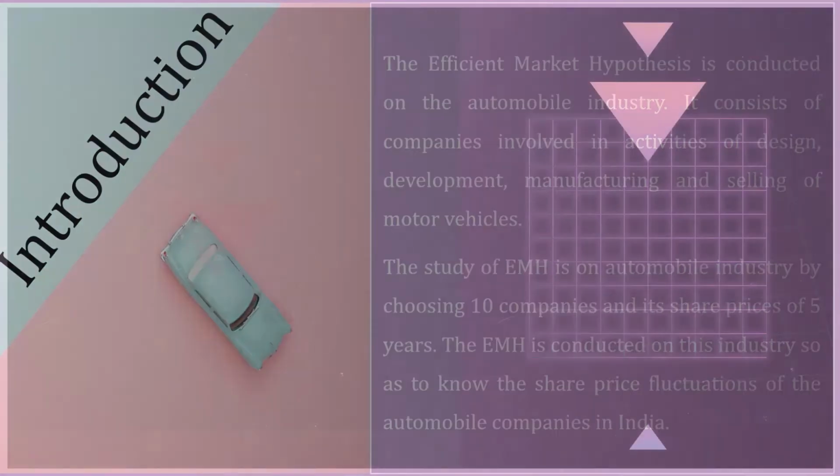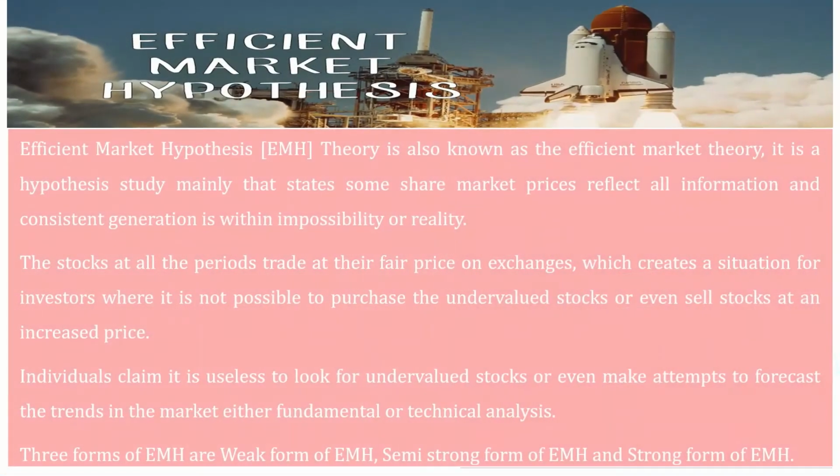Efficient market hypothesis, EMH theory. To start with, to know exactly the efficient market hypothesis, EMH theory. It is also known as the efficient market theory. It is a hypothesis mainly stating that share market prices reflect all information, and consistently generating excess returns is impossible. Based on the EMH, stocks at all times trade at their fair price on exchanges, which creates a situation for investors where it is not possible to purchase undervalued stocks or sell stocks at an increased price. It would be difficult to beat the overall market through skilled stock selection or market timing.